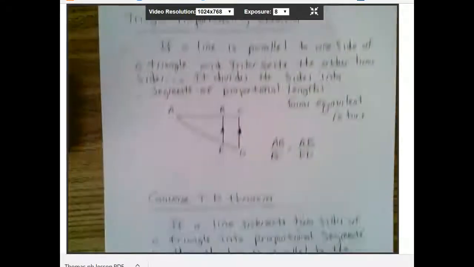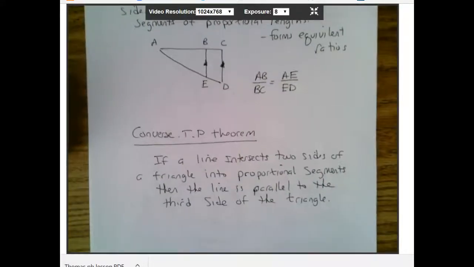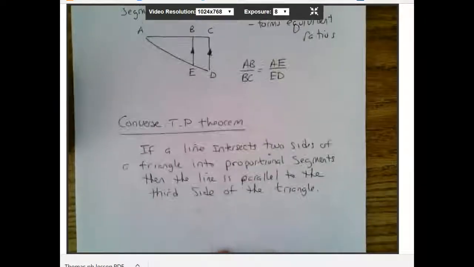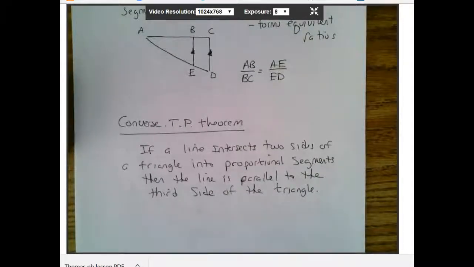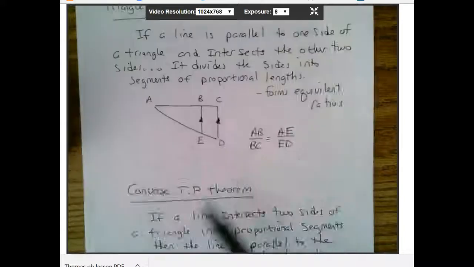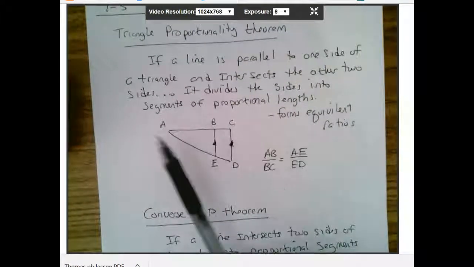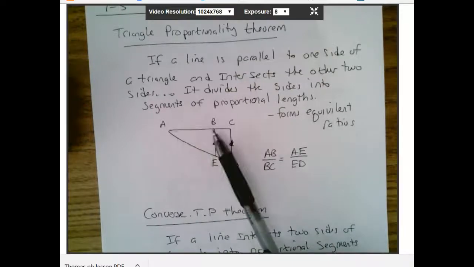If we look at a converse of that, they're really just saying the same thing but in a different way. And it says if a line intersects two sides of a triangle into proportional segments, then the line is parallel to the third side of the triangle. So let's say we have a triangle like this. We don't know if they're parallel, but then we check and do the ratios between AB and BC.